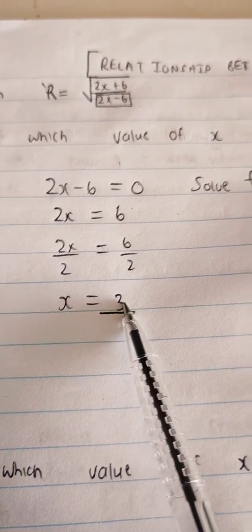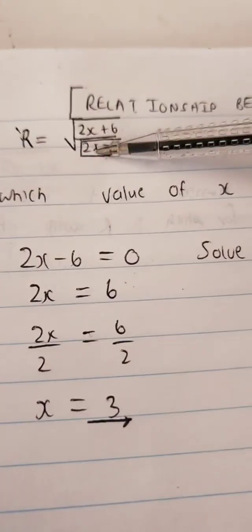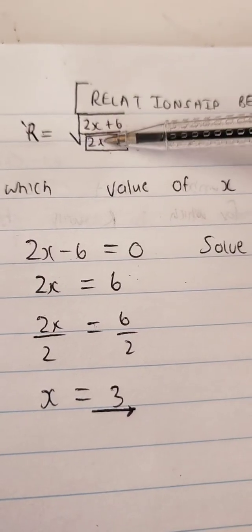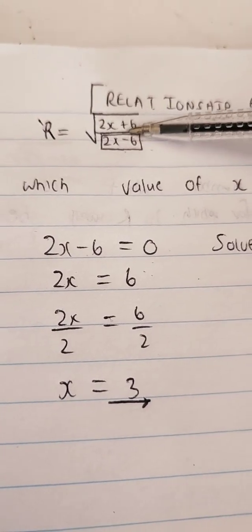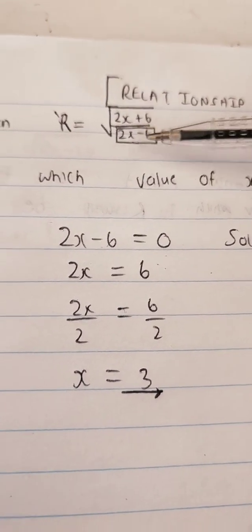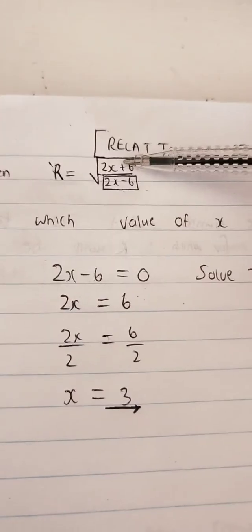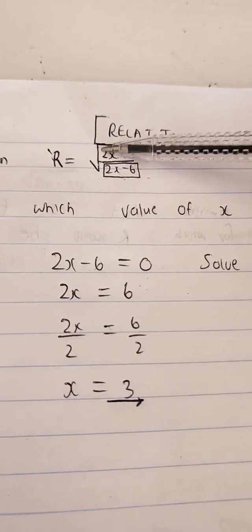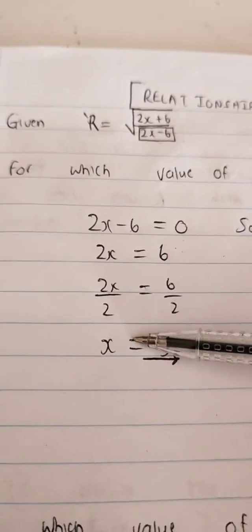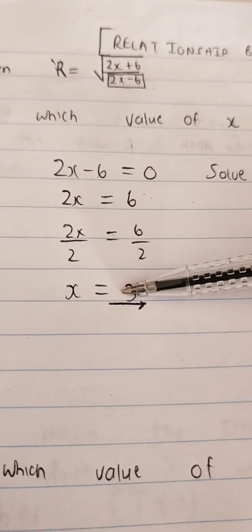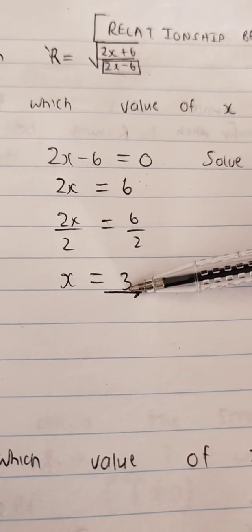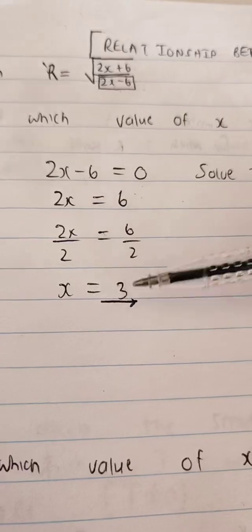Now, if we take that 3 and substitute it in the denominator, what's 2 times 3? That is 6. What's 6 minus 6? That gives us 0. That will mean that when x is equal to 3, that is when this r becomes undefined, because that's how we make the denominator become 0, when x is equal to 3. Okay. Guys, I hope this makes sense.